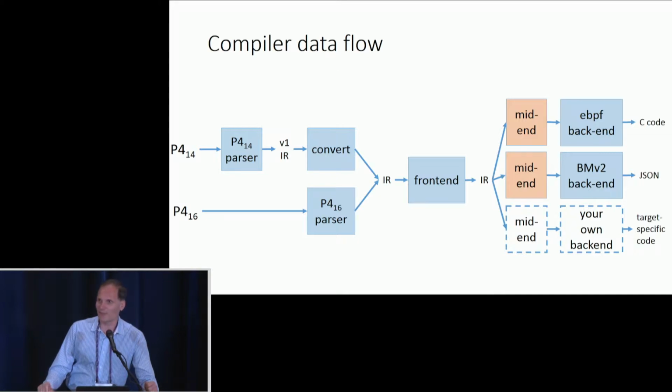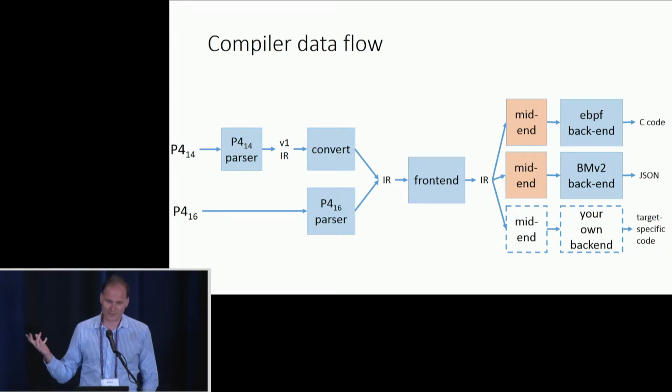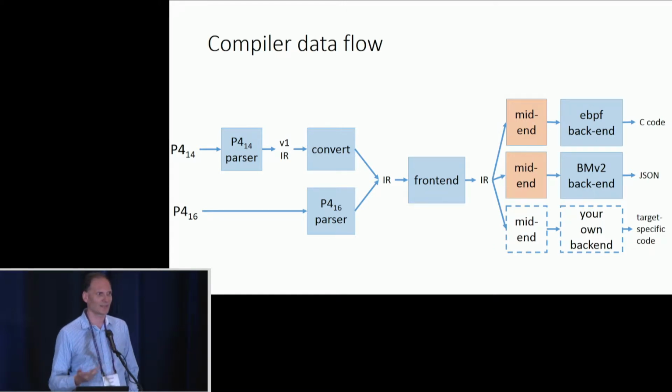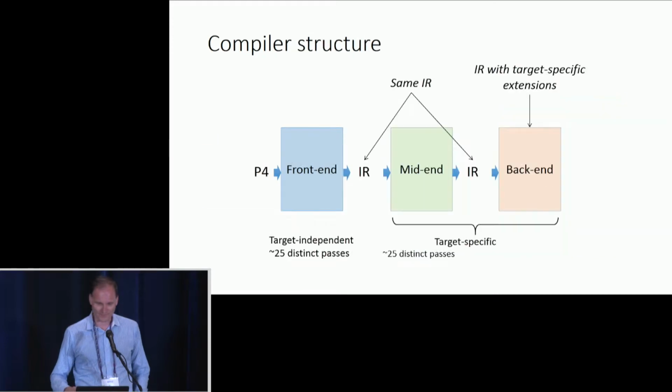Now, in the public repository, we provide 3 public backends. One is just for testing, so I didn't put it on this slide. But one of them generates C code, which can be compiled further to eBPF and then run in the Linux kernel. And another one generates a JSON representation of the program, which can be ingested by the behavioral model simulator, which is the standard way you can test P4 programs today. But we hope that you'll fill the dotted box yourself with your own backend. And one purpose of this talk is to convince you that shouldn't be that onerous.